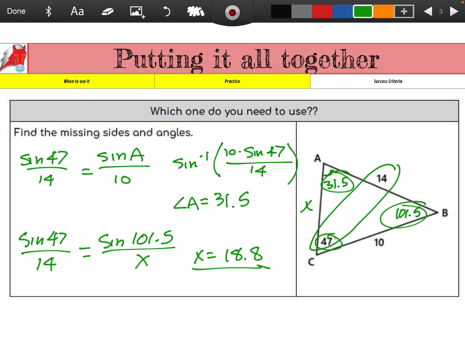There you go. So I know what I had to start with. I knew I had to use law of sines because I had that piece, and I can go from there. Okay.